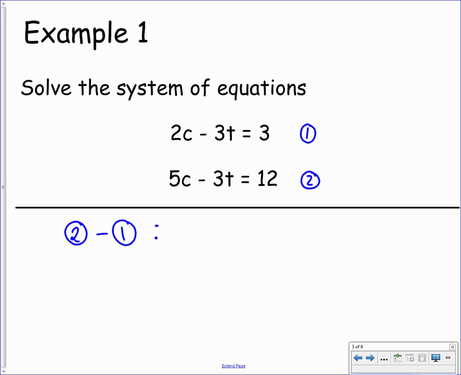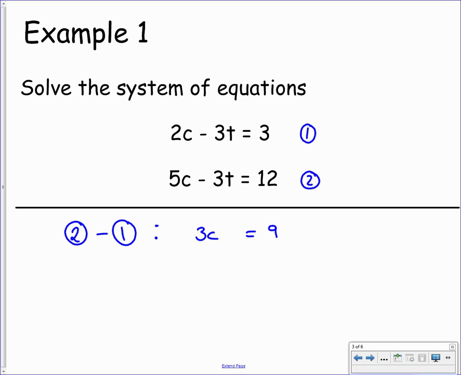So if we look at the c terms, 5c take away 2c, that leaves us with 3c. Then we have negative 3t take away negative 3t. And remember, when you take away a negative, you're actually adding, so it's negative 3t plus 3t. That gives us 0t. That's what we want to happen here, because that is eliminating that variable for us. We then have the equals, and we have 12 take away 3, which leaves us with 9.